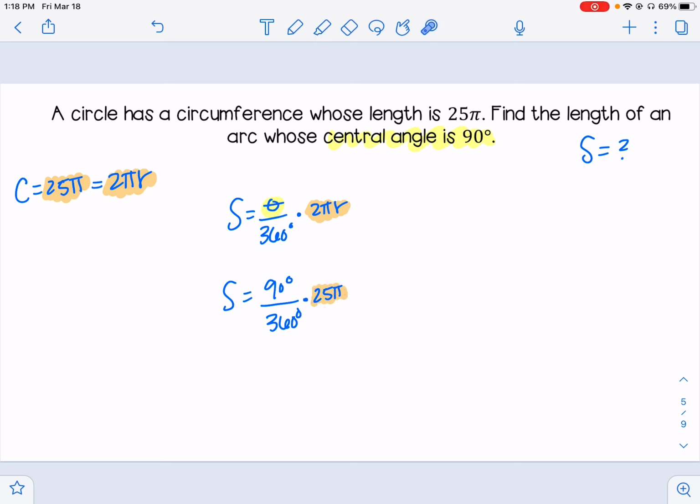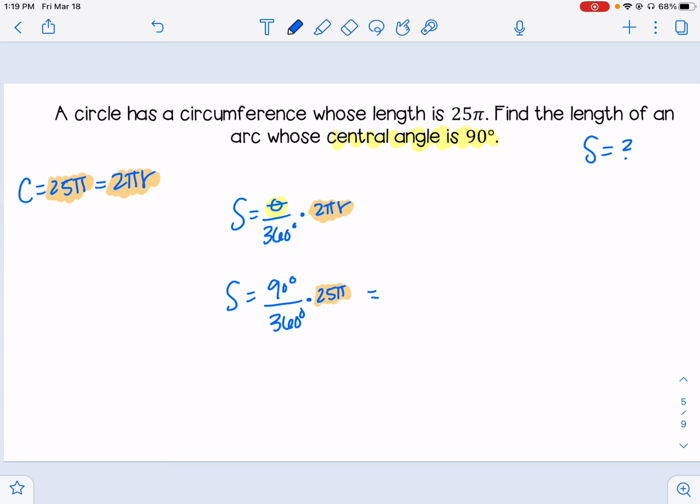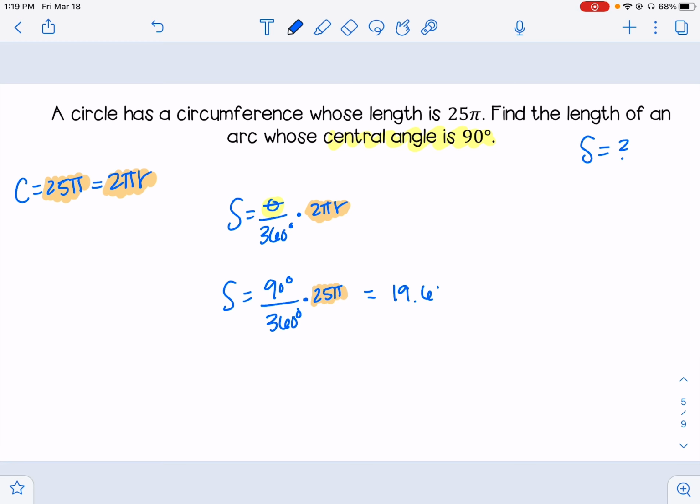Because remember from the very beginning, what we're doing here is what percent of the circumference. So the 90 over 360 is telling us what percent of the circumference. We were already given that value. So now we just need to calculate that. 90 over 360 is 25%, so 90 is a quarter of a circle, and then times 25 pi. And that gives us approximately 19.63.